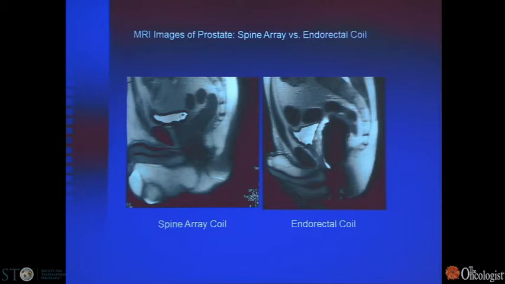These two images, the image on the left was obtained using a spine array coil. The second image shows an endorectal coil placed into the rectum so that the coils are in closer proximity to the prostate gland, which allows for improved image resolution. However, both techniques can be used for prostate MR and MR spectroscopy.